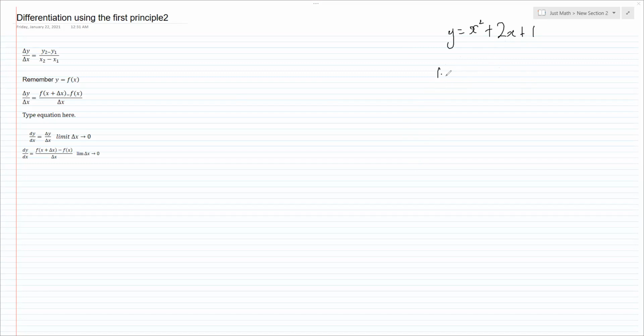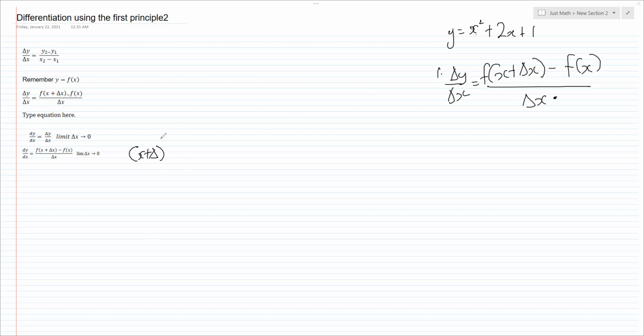Step 1, put our equation. So delta y over delta x will be f of x plus delta x minus f of x, over delta x. So what's our equation here? x squared plus 2x plus 1, so we just put x plus delta x for x. In the first part, we have x plus delta x squared, replacing x with x plus delta x, plus 2 times x plus delta x plus 1.